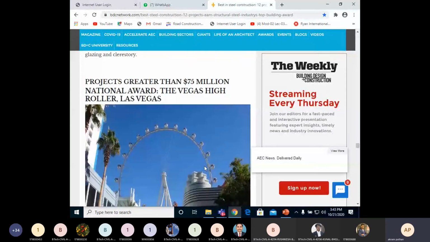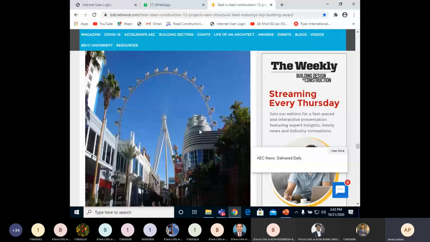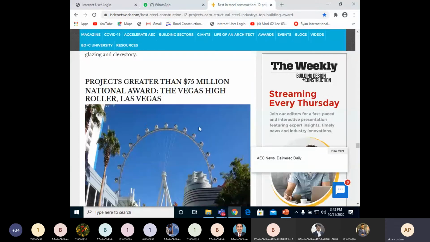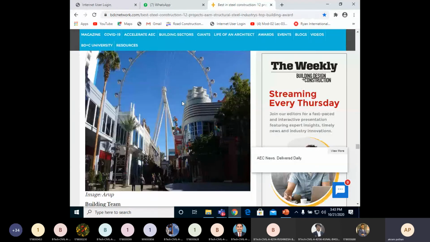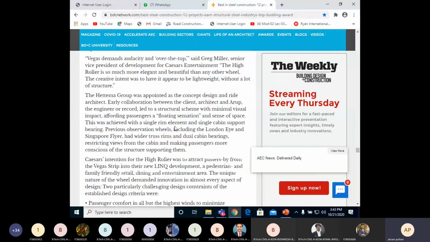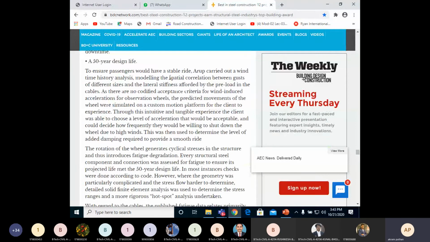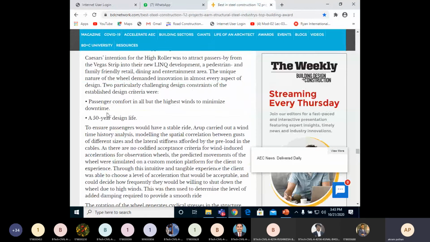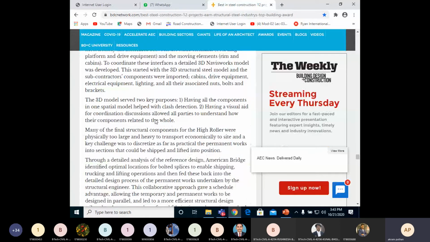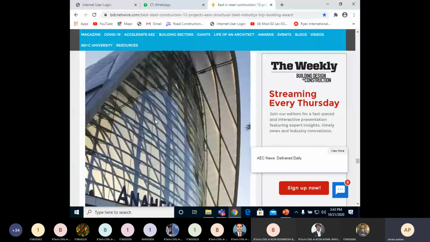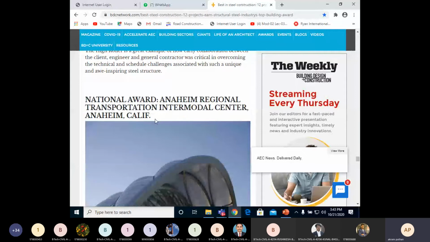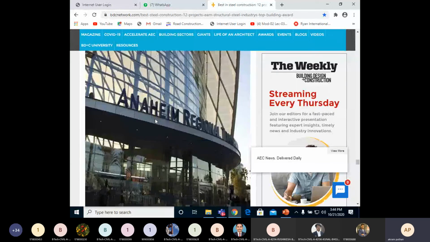Then we also have certain kinds of steel structures, like the wagon high roller, which is constructed with the help of steel. The design life is also mentioned, 50 years design life. Then this is another important structure, the Regional Transportation International Center.